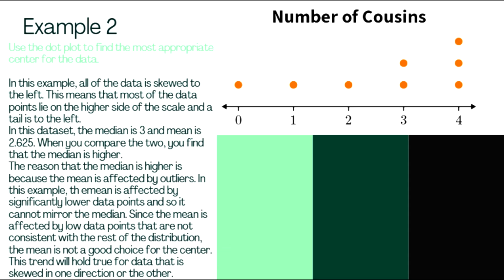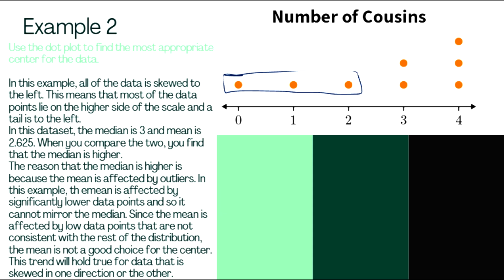Here's example number 2. Use the dot plot to find the most appropriate center for this data. In this example, all the data is skewed to the left. Okay, you can see we have 5 points up here between 3 and 4, and then 3 down here that are real low. These are outliers. These are not significant when you look at the dot plot, but they're going to screw up the mean really bad. Okay, they're going to be weighted really heavy when they shouldn't be. Most of the data lies on the higher end of the scale, and there's a tail to the left.